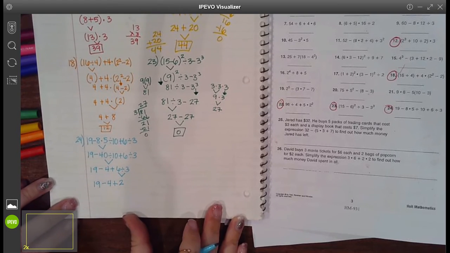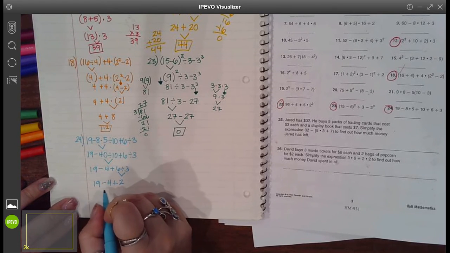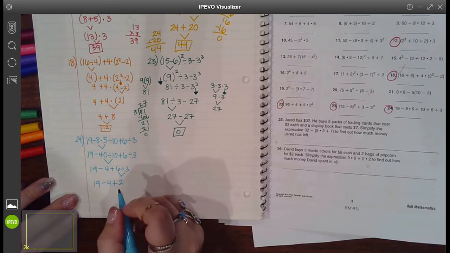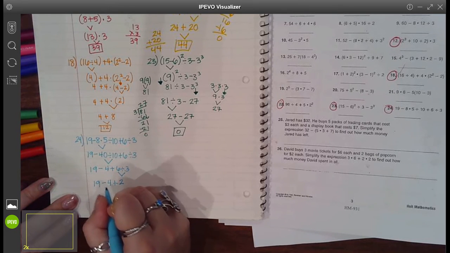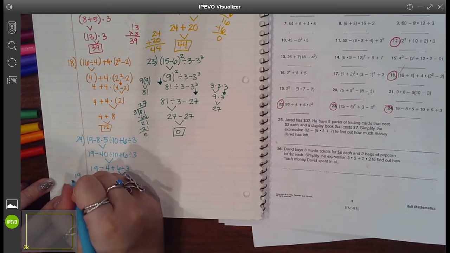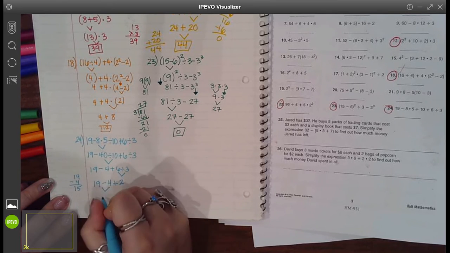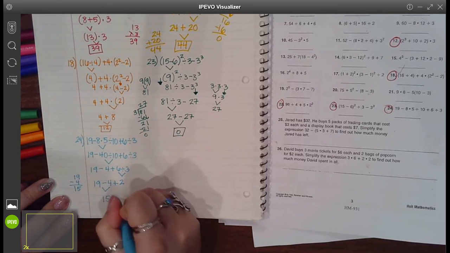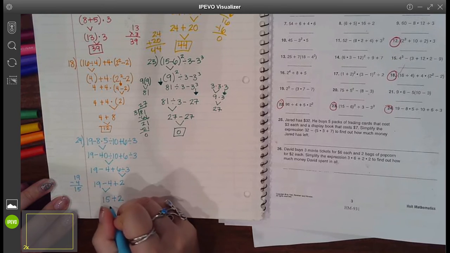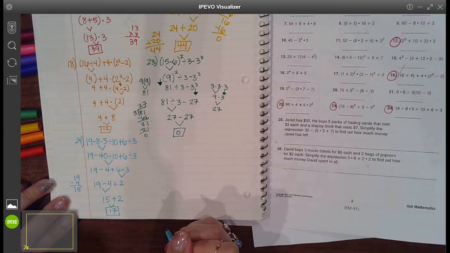And now all we have left is addition or subtraction. Addition doesn't always come before subtraction. You go from left to right, just like multiplication and division. Okay, so 19 minus 4 is what? Okay, if you need to, do some scratch work off to the side. Okay, 9 minus 4 is 5. 1 minus nothing is 1, so it's 15. Plus 2. 15 plus 2 is 17. And that's your final answer.